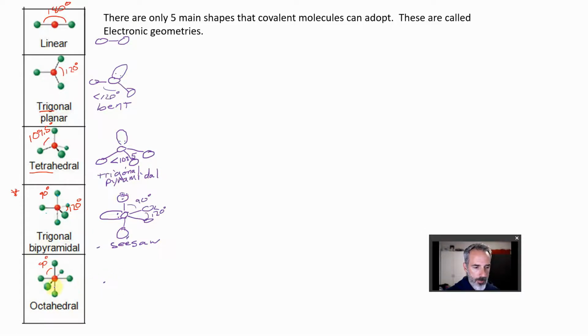All right, and then let's get to our last one here. This one doesn't matter where the lone pair goes. I'm going to put the lone pair on the bottom. You'll see why in just a second, but it does not matter quite so much.